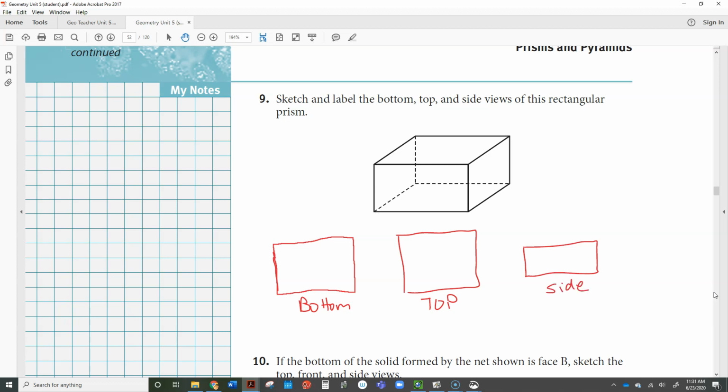So if you were looking at it just straight down, all you could see would be that top. If you're looking at it straight from the bottom, all you'd be able to see is that bottom. If you're looking at it from the side, all you'd be able to see is this side right here. So that's what you have to practice doing.